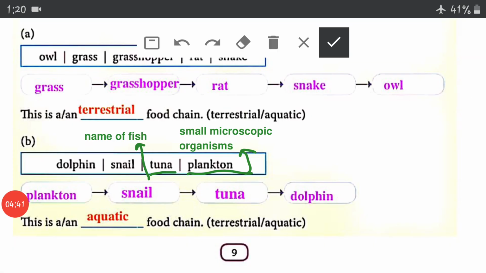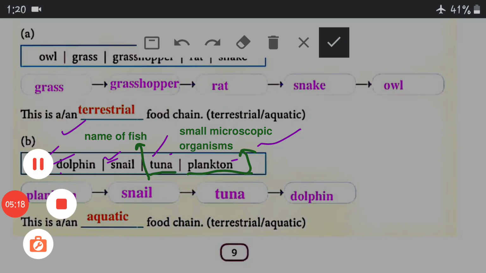Coming to the next example: dolphin, snail, tuna, and plankton. First of all, let me tell you the meanings of these words. You might not know these meanings. Plankton is small microscopic organisms, not bigger but very, very small, which can be seen with the help of a microscope only. And tuna is a kind of fish. Dolphin, you know very well, a large fish. Snail also you know. Let me show you pictures also.